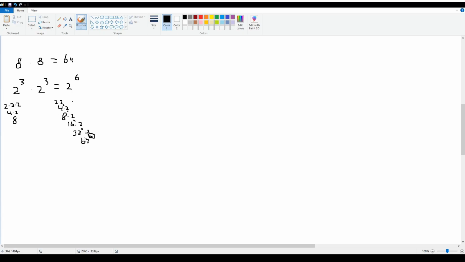So I wouldn't write it like this. This is just my weird notation. But as you can see, 64 is equal to 8 times 8, which is 2 to the 6th power. So you can see a proof with numbers of how that's going to work.